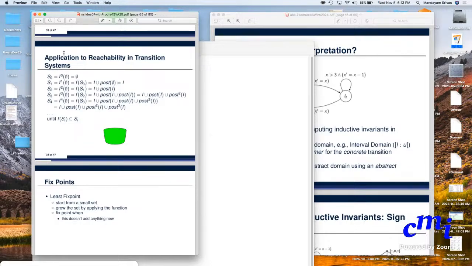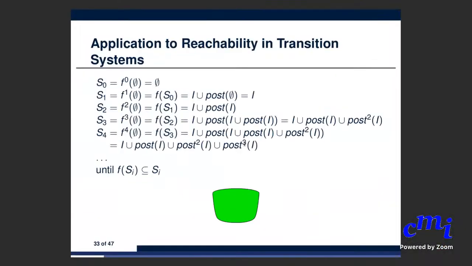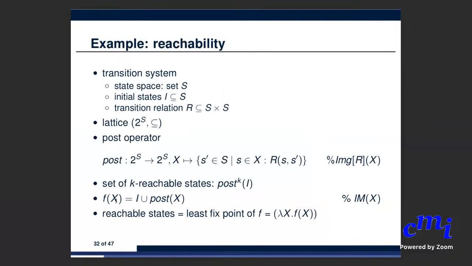Yes. And that's the post. Post is the image here. As I've done here, I haven't shown that here. See, this is exactly F. Given an X, it is doing adding I to post. Post is exactly the image of X.